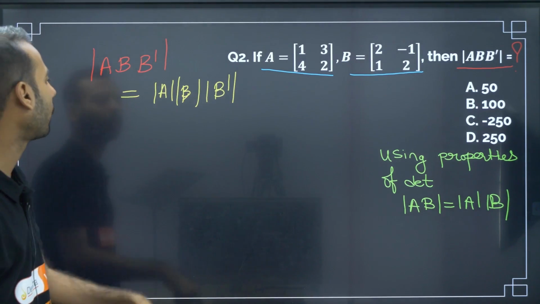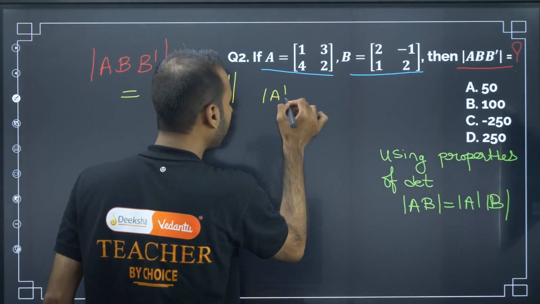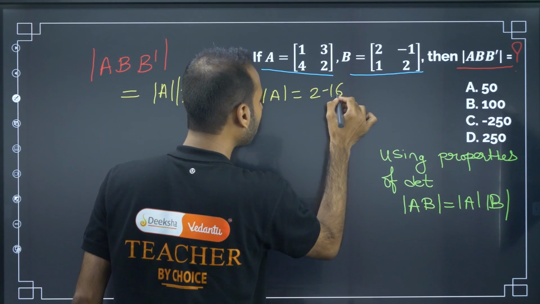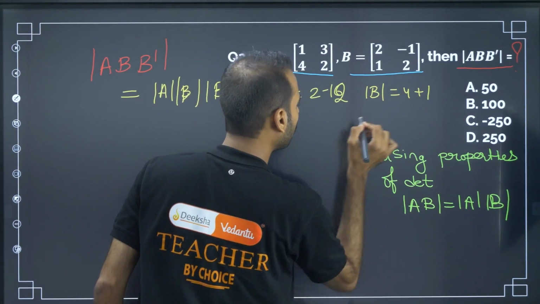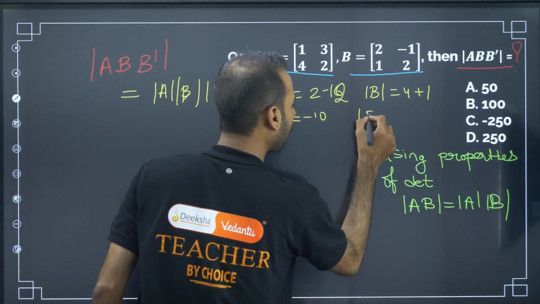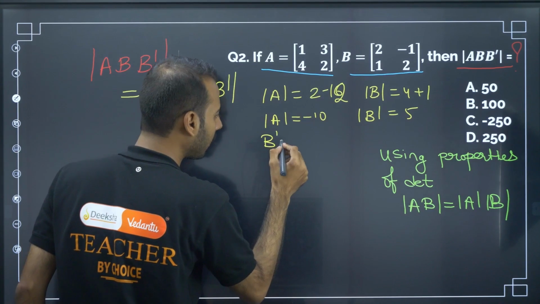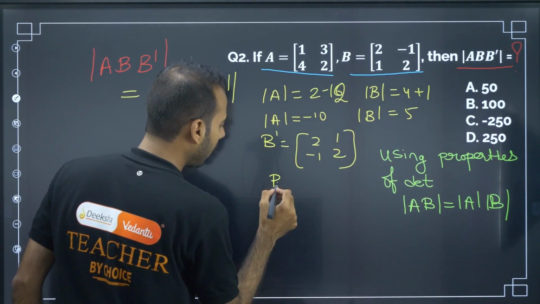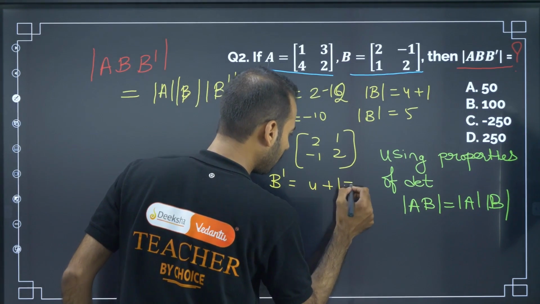Now here, using this property, I am writing like this. Now from here I will find the determinant of A. Determinant of A is equal to 2 minus 4, 3 fours are 12. Determinant of B is equal to 4 plus 1. So determinant of A is negative 10, determinant of B is 5, and B dash. First let me write B dash. B dash is 2, minus 1, 1, 2. Determinant of B dash is equal to 4 plus 1 is equal to 5.